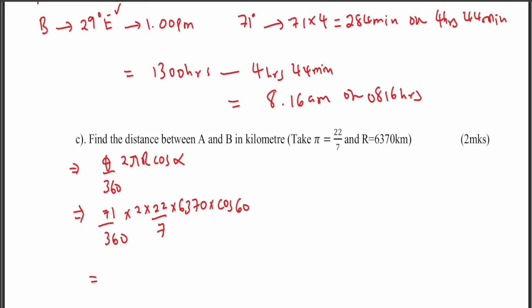So 71 divided by 360 times 2 times 22 over 7 times 6370 times cos 60 gives you 3948.39 kilometers. That is your answer. I can take it divided by 1.853 to give you about 2000, and even if you change it into nautical miles, it gives you an answer very near the one we got above. So remember, 3948.39 kilometers.